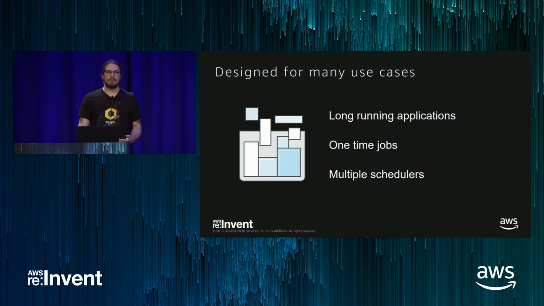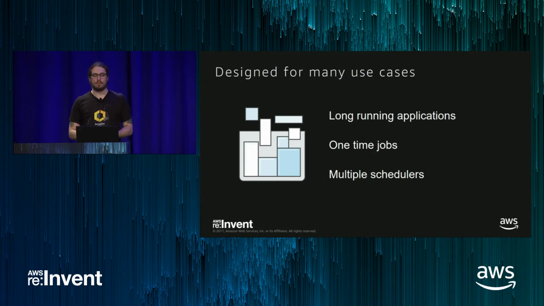So after this brief overview of the basic fundamental concepts of ECS, I want to highlight that ECS is designed for many use cases. So you can use it for a long-running application by asking Amazon ECS to keep, for example, 3 copies of this application running at all times. And so if one of them crashes, it will restart. If a machine is taken out of your cluster that was hosting a copy of your application, it will replace that copy that was lost with a copy of the application that's running on a different machine.